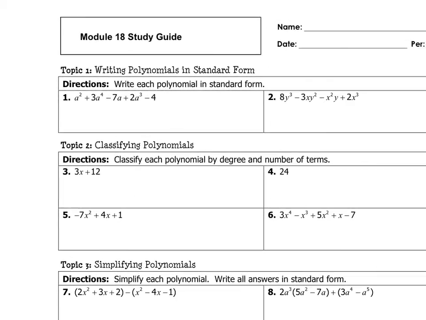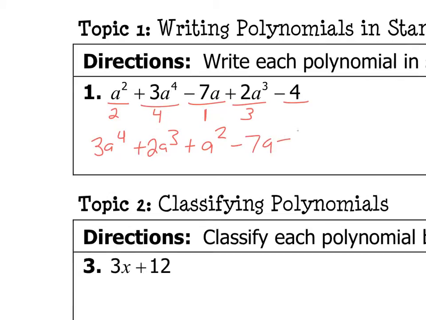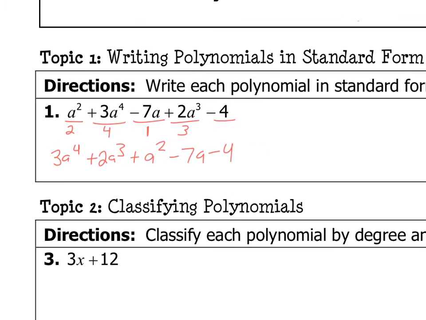Now, let's get started. So write each polynomial in standard form. To do that, we need to identify the degree of each monomial. So this monomial has a degree of 2. This monomial has a degree of 4. This monomial has a degree of 1. This monomial has a degree of 3. And this is the constant. So if we were writing this in standard form, we would write 3a to the 4th first, plus 2a to the 3rd, then plus a squared, and then minus 7a, and then minus 4 at the end. That would be standard form.